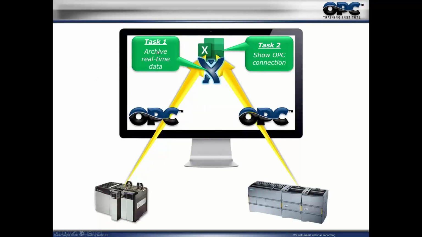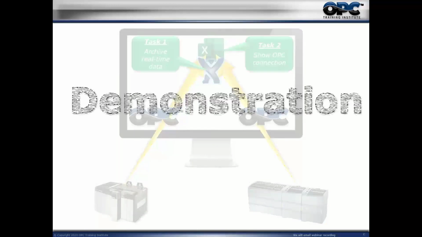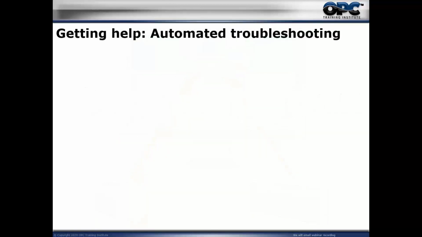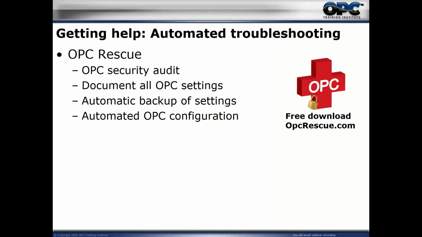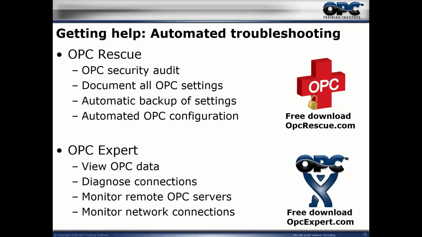So again, what we saw is we archive data in real time. So we have a storage, a database basically of a history of values, and then we got those values with the Excel add-in. So for automated troubleshooting, go ahead and download OPC Rescue or OPC Expert Automated Troubleshooting. It'll tell you what's actually wrong with your connections.